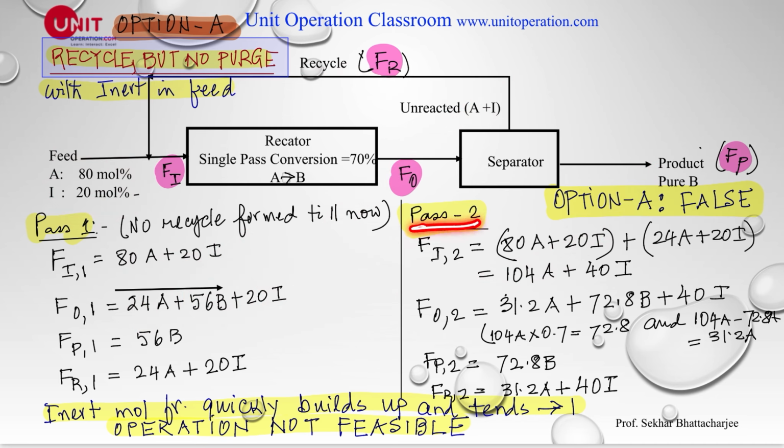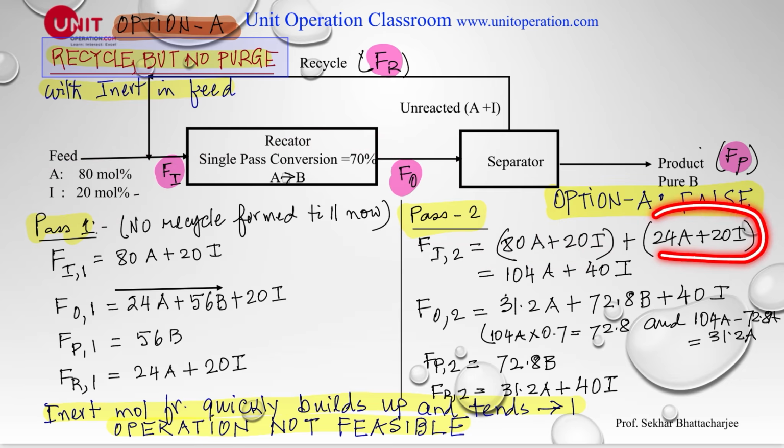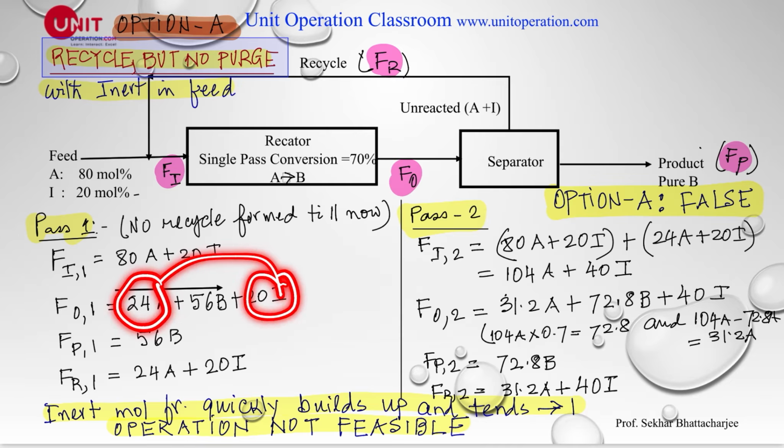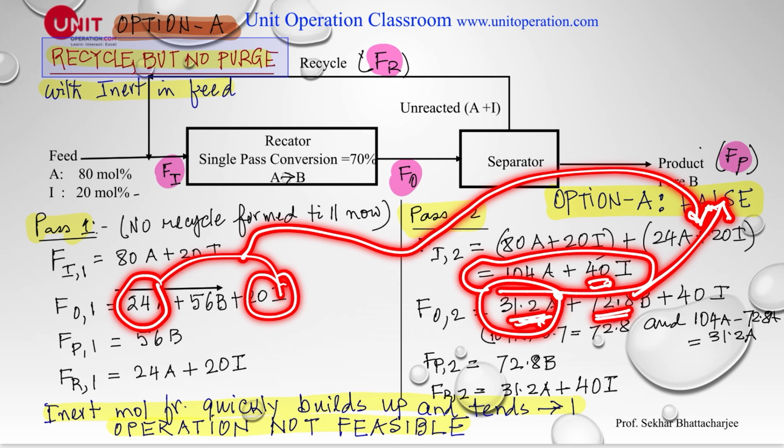So if we look at pass two, you can see that fresh feed is coming as it is, 80 moles of A plus 20 of I, and this 24A plus 20I, which came from the recycle, comes here. So the total amount of inert has increased to 40. Out of that, again, 30% will remain unreacted, 70% will get converted, which will go as product. But this 31.2A and 40I will be recycled.